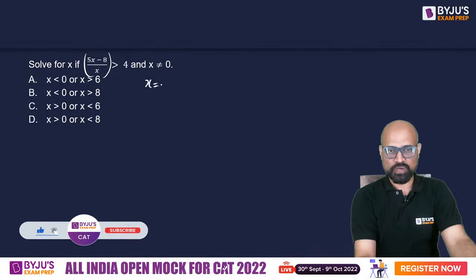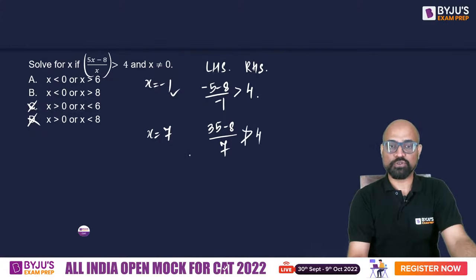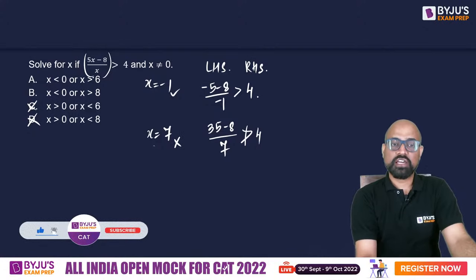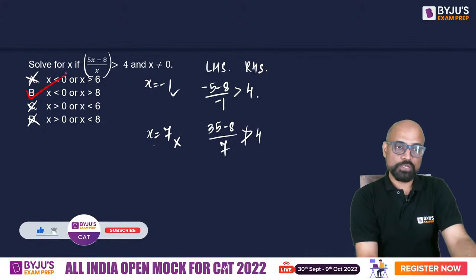Next, let's look at the other options again. It should be greater than 6. It should be greater than 8. So let's take a value greater than 6 but not greater than 8. So let's take x is equal to 7. If you put 7 over here, this is going to be 35 minus 8 upon 7. Now 35 minus 8 is going to be 27 upon 7, which is not going to be greater than 4. So 7 doesn't work out. If 7 doesn't work out, it should not be in the given options. So option B will make sense.